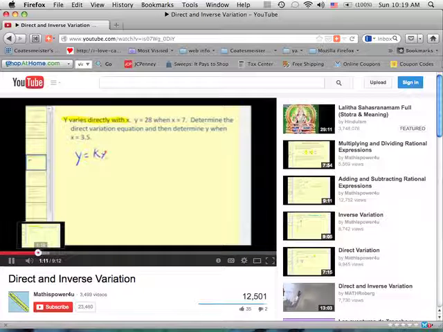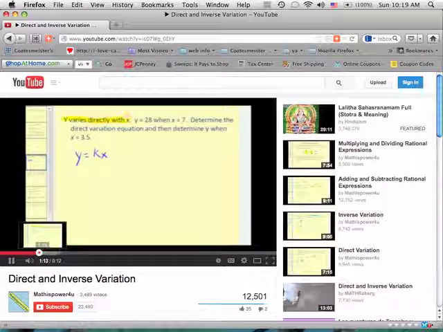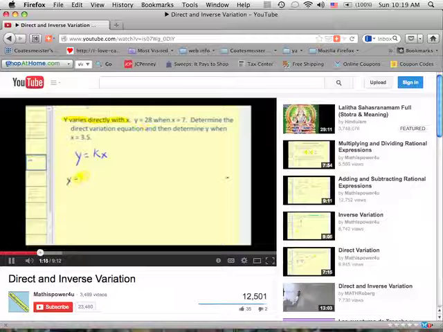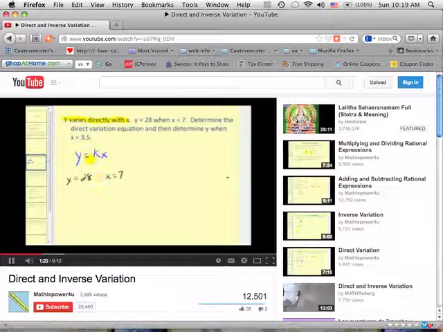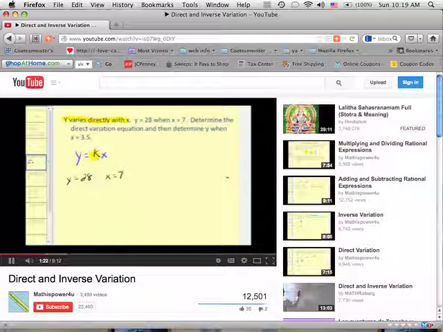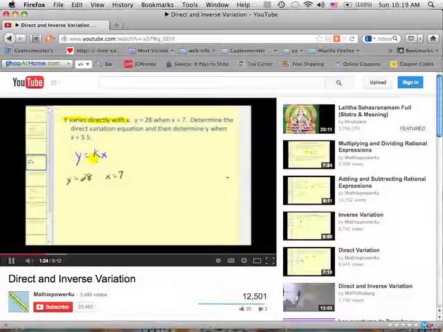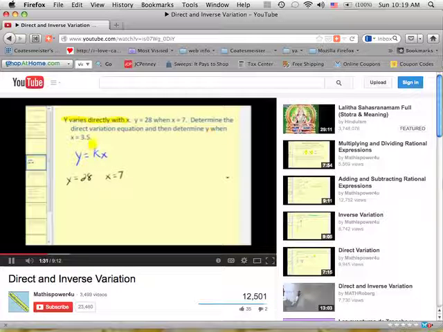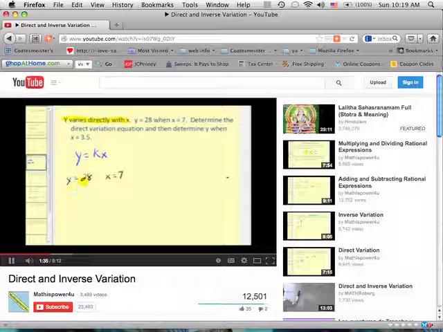Next, we're told that y equals 28 when x equals 7. The reason that's so important is that it is going to allow us to determine the constant of proportionality. Let's go ahead and finish the question. It says determine the direct variation equation and then determine y when x equals 3.5. So again, going back to the given information, since we know that y equals 28 when x equals 7, we can now find k. 28 must equal k times x, which is 7.